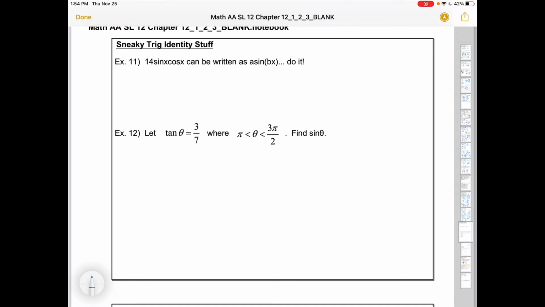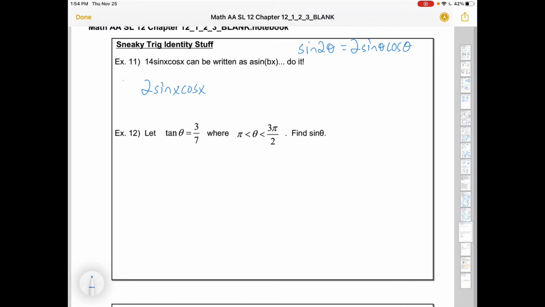14 sine x cos x can be written in the form a sine bx. So let's do it. Something weird here. We have sine x cos x. It's probably making us think about this kind of identity, the fact that sine 2 theta is equal to 2 sine theta cos theta. And we're doing all this with our formula book in hand. So the question is, can I rewrite this as 2 sine x cos x? Well, not really, because there's a 14 in front.